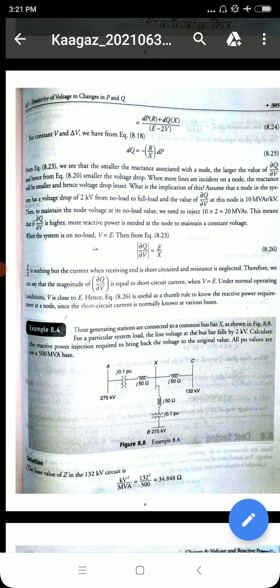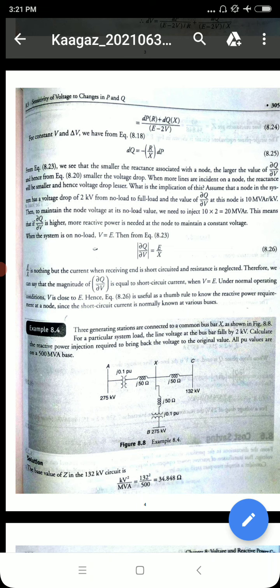When the system is on no load, V is equal to E, then from equation 8.23 the magnitude of ∂Q/∂V is the same as E by X. E by X is nothing but the current when the receiving end is short circuited and resistance is neglected. Therefore we can say that the magnitude of ∂Q/∂V is equal to the short circuit current when V is equal to E.